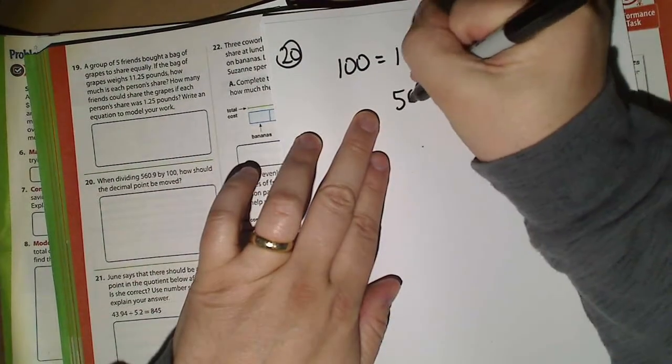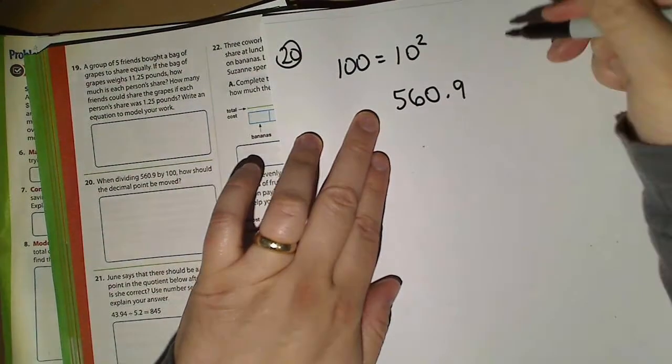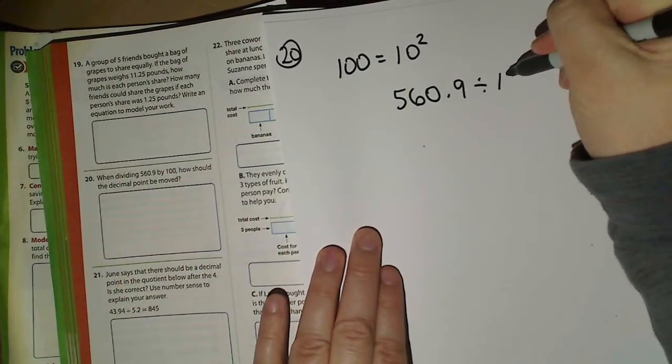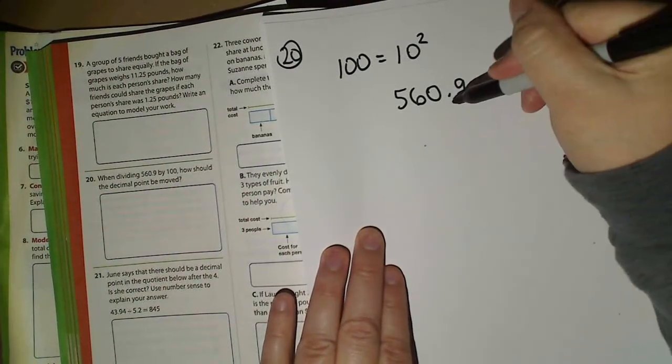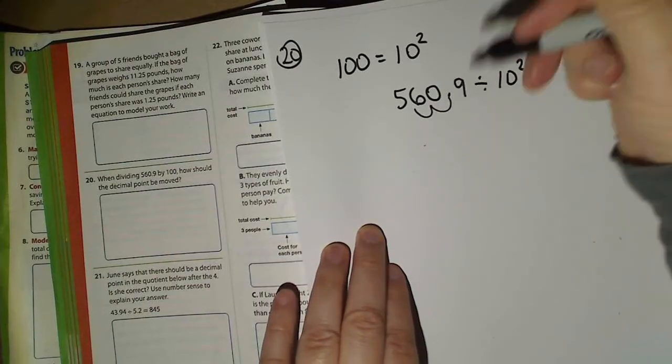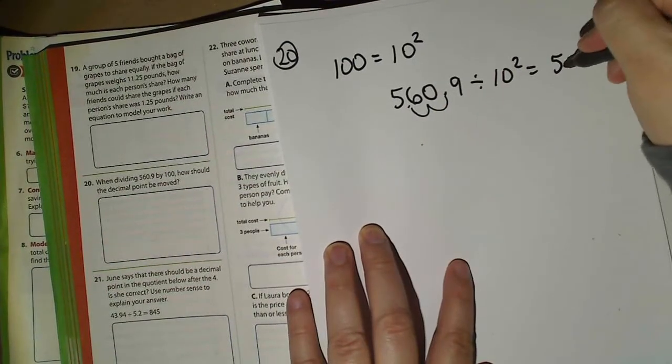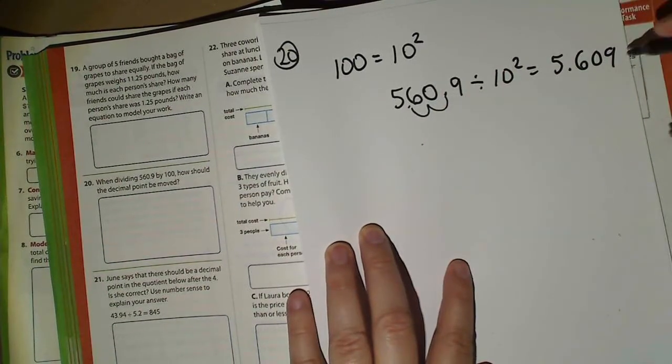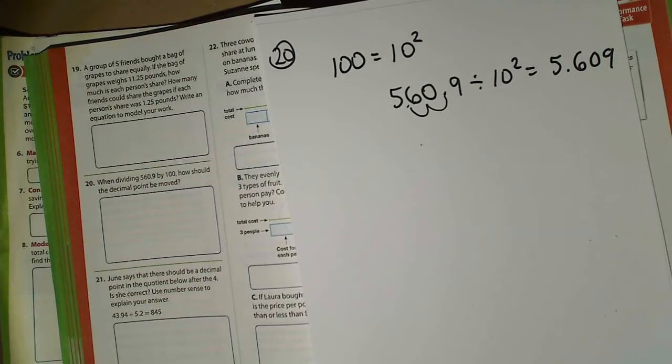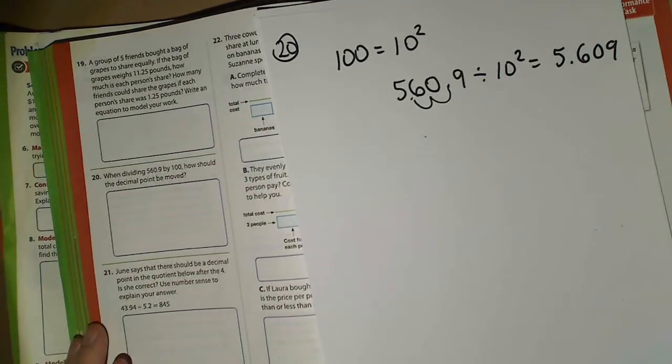So 560.9 divided by 10 to the second power, that means we're going to move that decimal to the left 2 times and come up with 5.609. Again, we can kind of explain that here in number 20. For number 21, here it is.